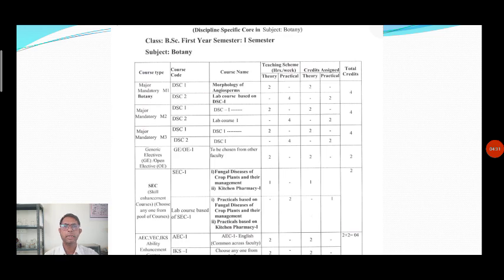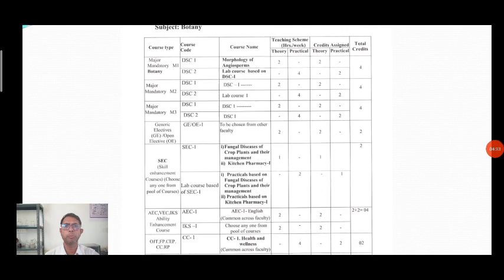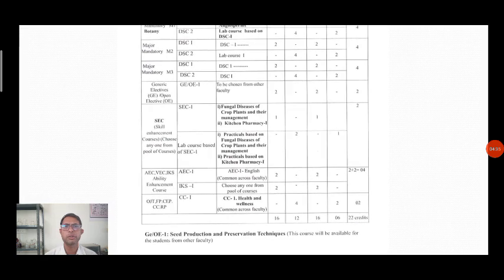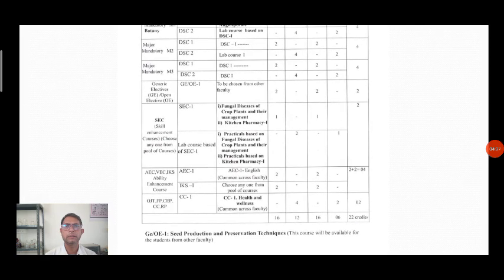Along with that, there is another paper included in the first semester syllabus, the AEC, or ability enhancement course. This ability enhancement course includes English and one language from the pool of courses. So the student has to select another language, just like English, and another subject also.